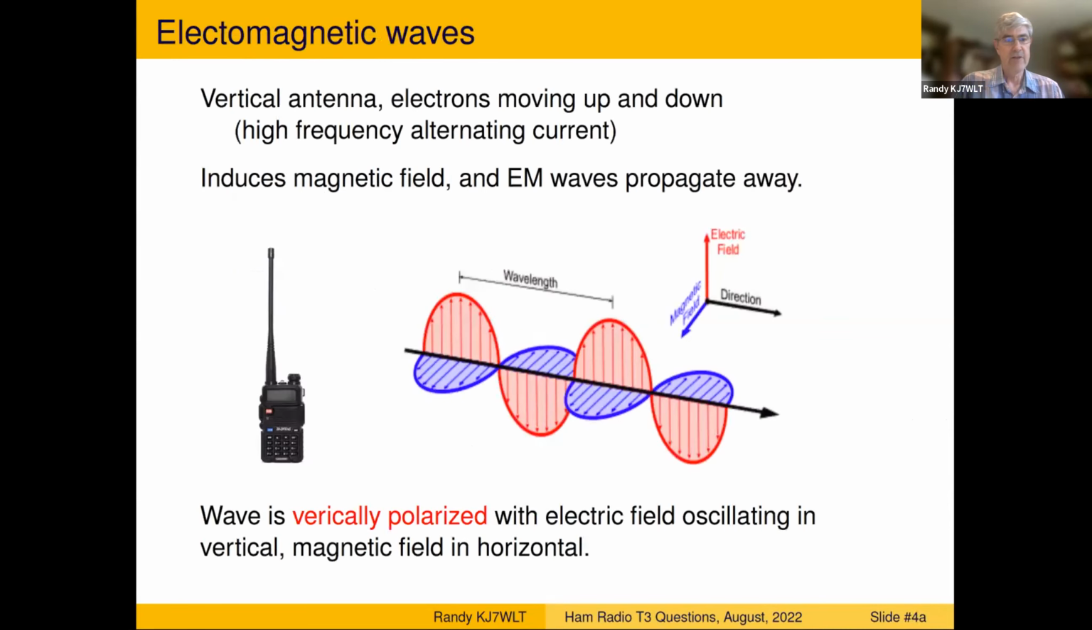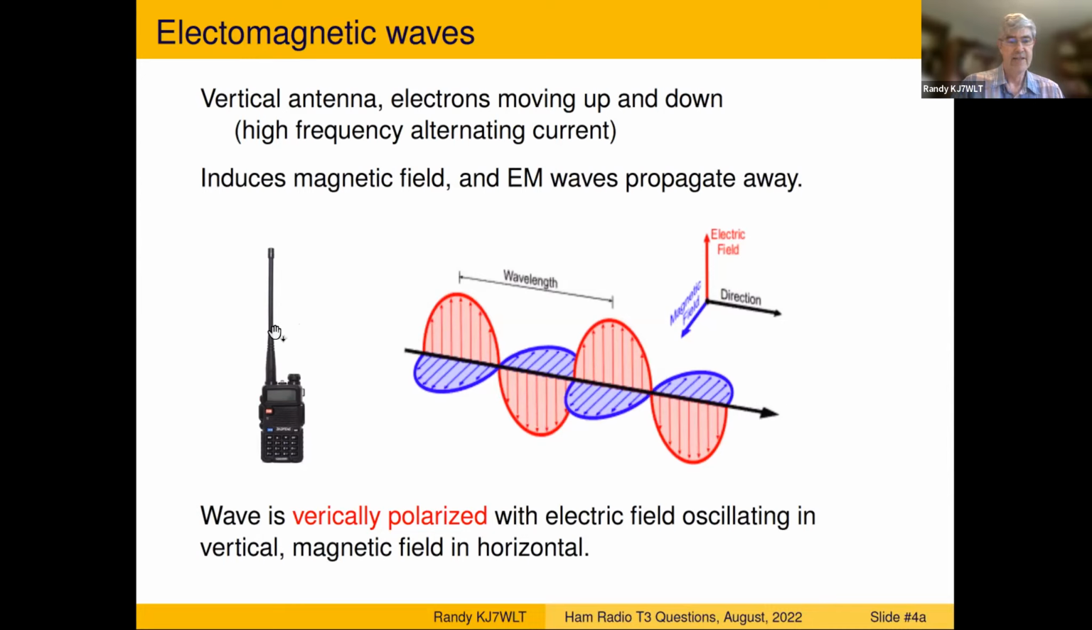So radio waves are electromagnetic waves, which is misspelled here. The basic idea is that if you have an antenna and you apply an alternating current at some high frequency to it, then you cause electrons to move up and down, in this case in the vertical antenna. That in turn creates an electric field that's oscillating in the vertical direction, which induces a magnetic field that always oscillates in the perpendicular direction. And that generates a wave that propagates out in the third direction.